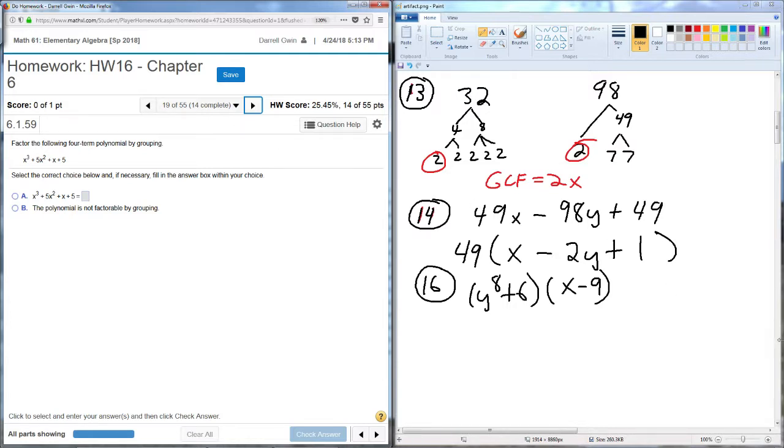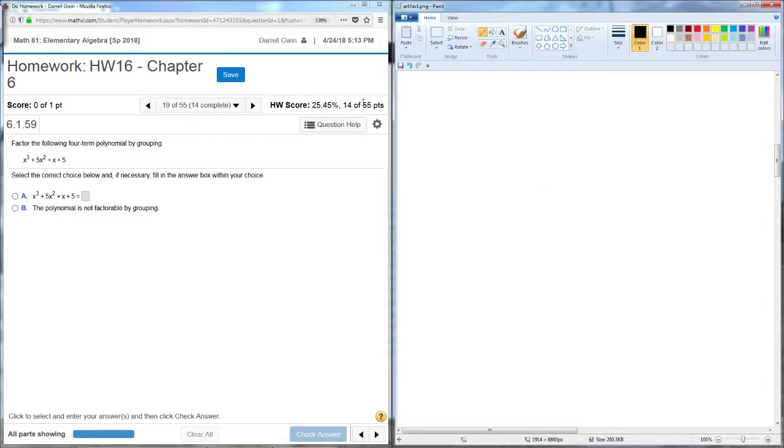Alright, we'll do number 19, which is factor by grouping. So we have x cubed plus 5x squared plus x plus 5. I have a feeling that x plus 5 is going to be in parentheses. The first two terms have x squared in common. The reason we're doing factor by grouping is because we have 1, 2, 3, 4 terms. Anytime you have 4 terms, you must use factor by grouping. When I divide by x squared, I get x plus 5.